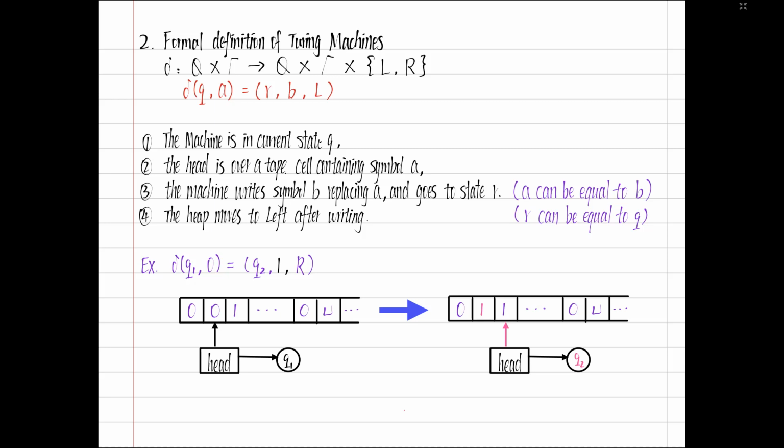Let's see an example. Let's say the machine currently looks like the one on the left. If the transition function has delta(Q1, 0) equals (Q2, 1, R), then the machine will write 1 replacing 0 on the tape and goes to state Q2. After that, the head moves to the right. Now the machine looks like the one on the right.